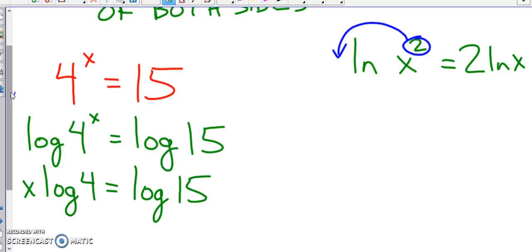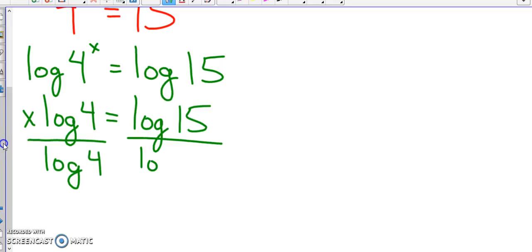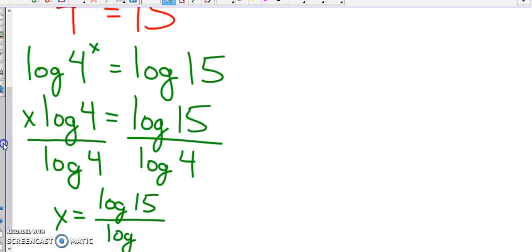So how do you get x? Not subtract. This is times, isn't it? Yeah, divide. So if I divide both sides by the log of 4, because the log of 4 is just a number, it'd be no different if that said x times 2 and you divide by 2. So x equals the log of 15 divided by the log of 4.